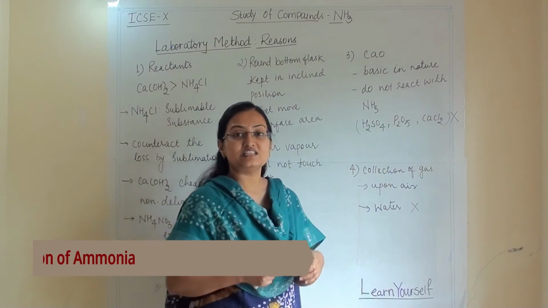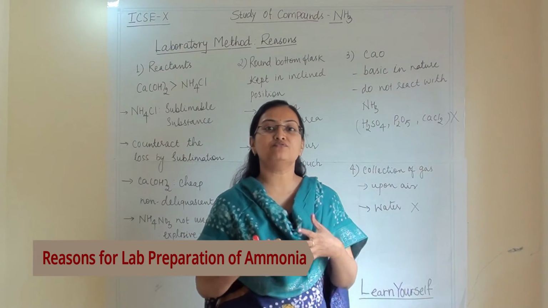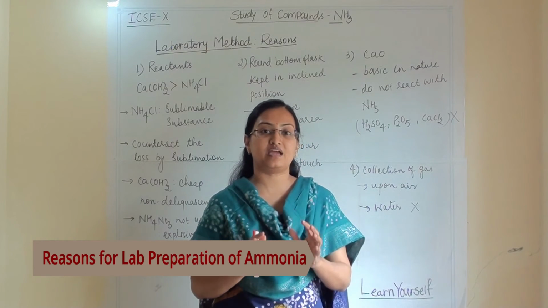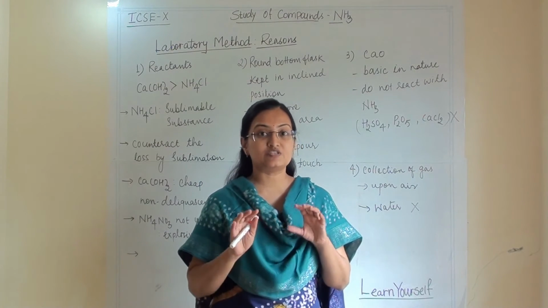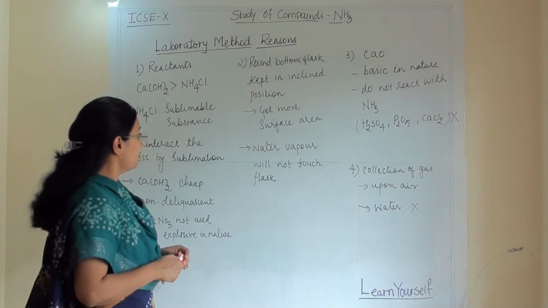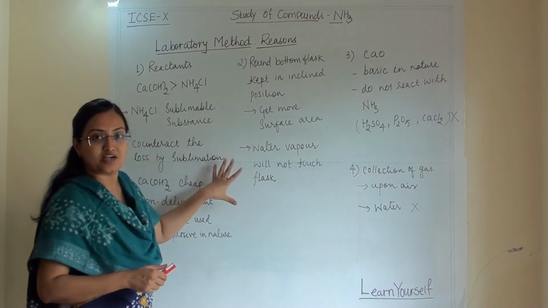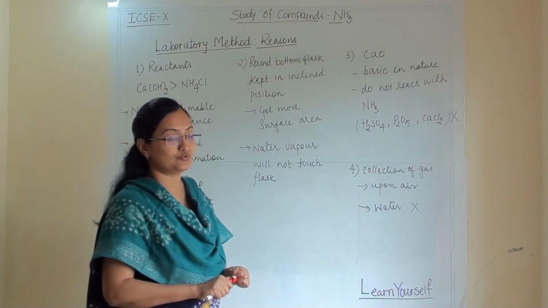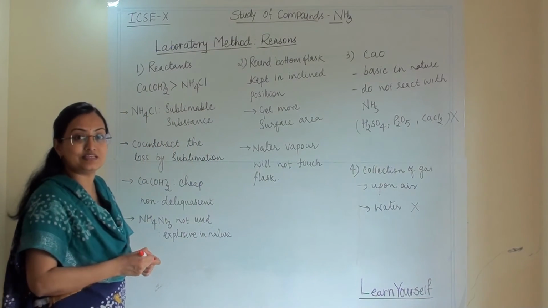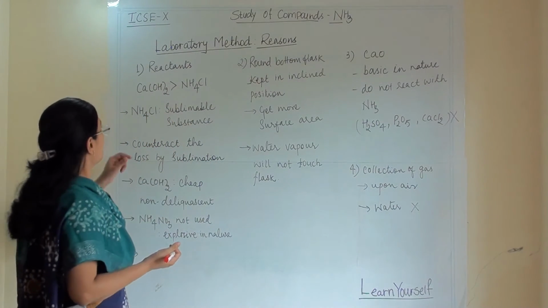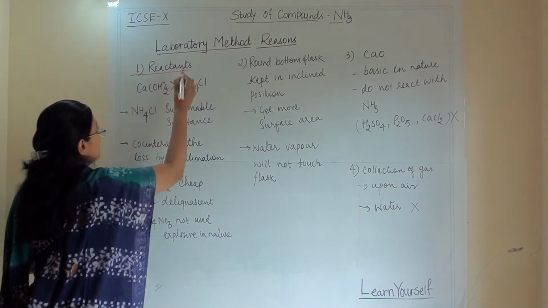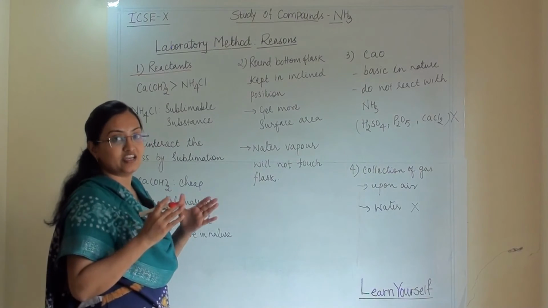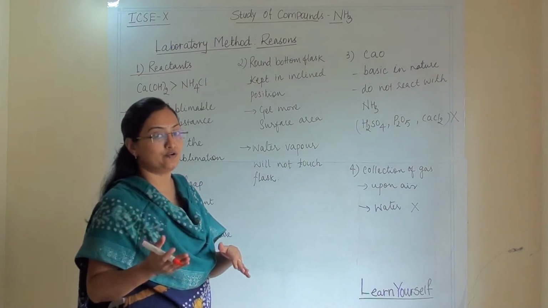Now let us understand some of the reasons why we have used this reactant, this drying agent, and why we have kept the apparatus in a specific position. If you remember all these points, then you will easily be able to frame the sentences in your exam. So it is key to remember all the reasons at once. First, let us take the reactants. In this method we have taken NH4Cl and calcium hydroxide.